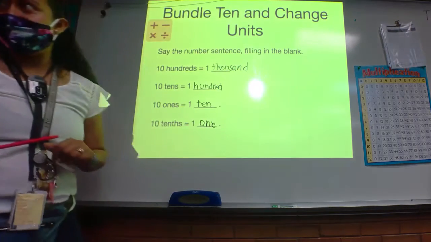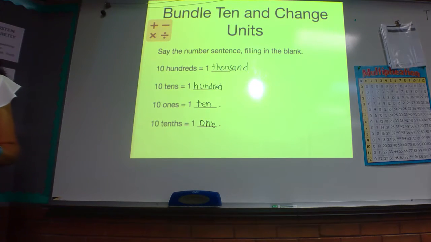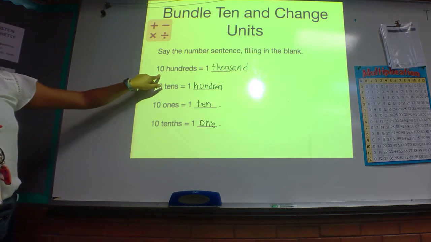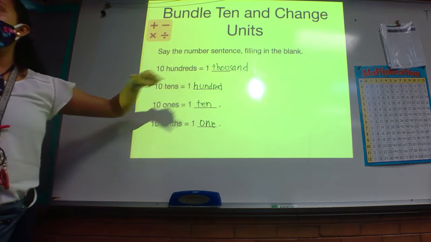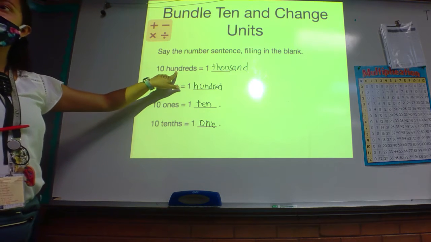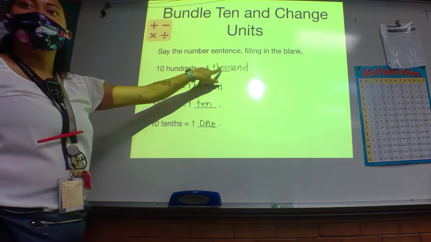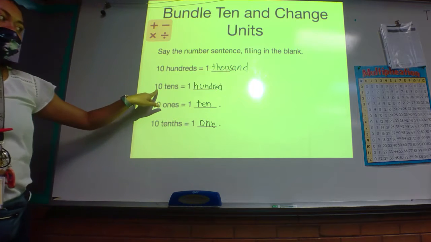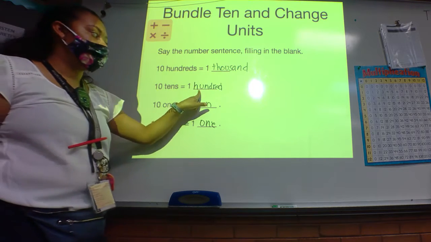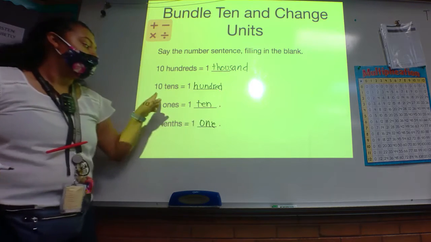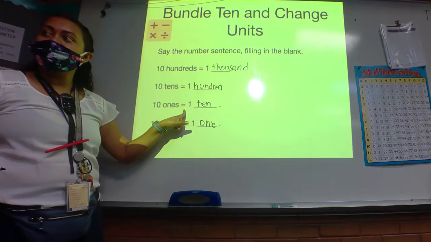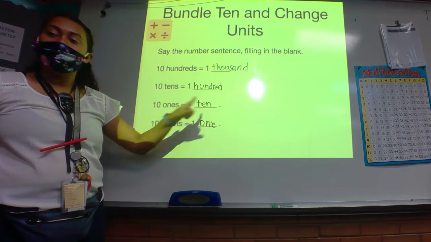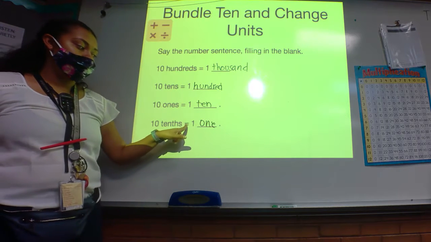Okay, now let's say it together. Ready? Last one. Okay, everybody say it. We're saying the sentence together. Ready? Go. 10 hundreds equals 1,000. 10 tens equals 100. 10 ones equals 10. 10 tenths equals 1.